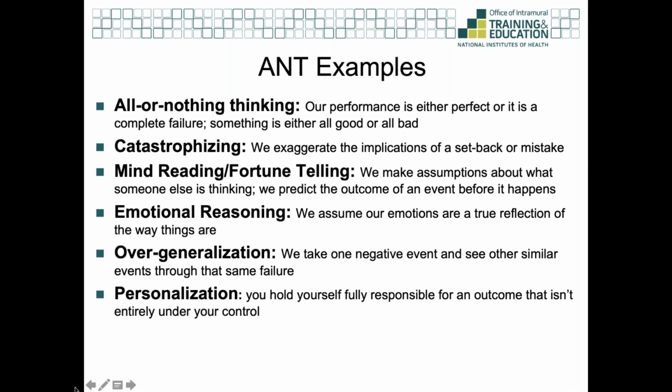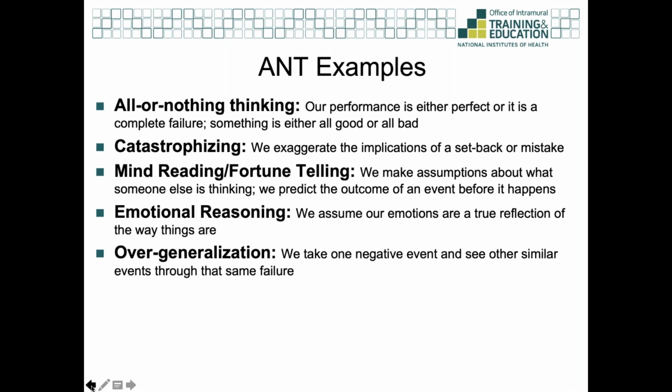The next is overgeneralization. That's when we take one negative event and see other similar events through that same failure. So I took my qualifying exams in grad school and I failed. Part of it, actually, not the whole thing, but I did pretty poorly in one part of it. So then I had to do another exam and I said, well, I'm just going to fail that. And then I had to retake part of my qualifying exam and I put it off and put it off and put it off because I was overgeneralizing. I failed it before, I'm going to fail it again.